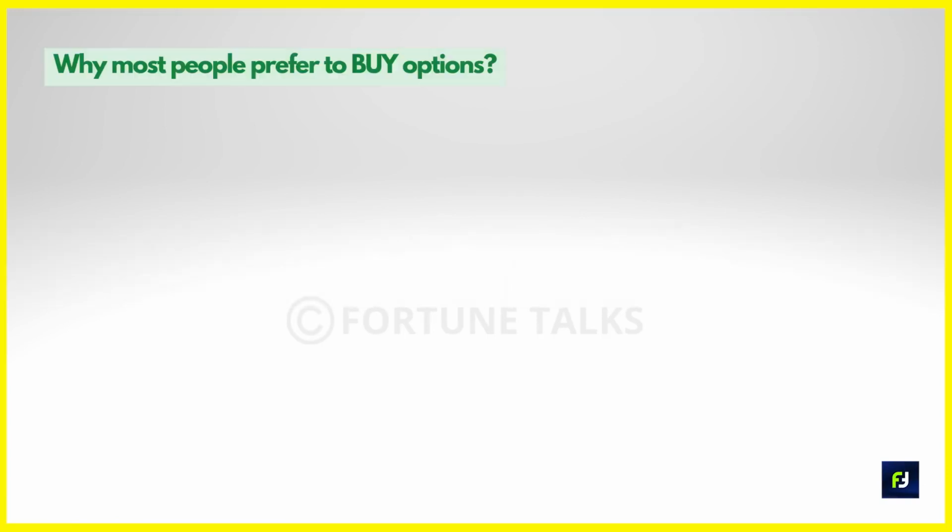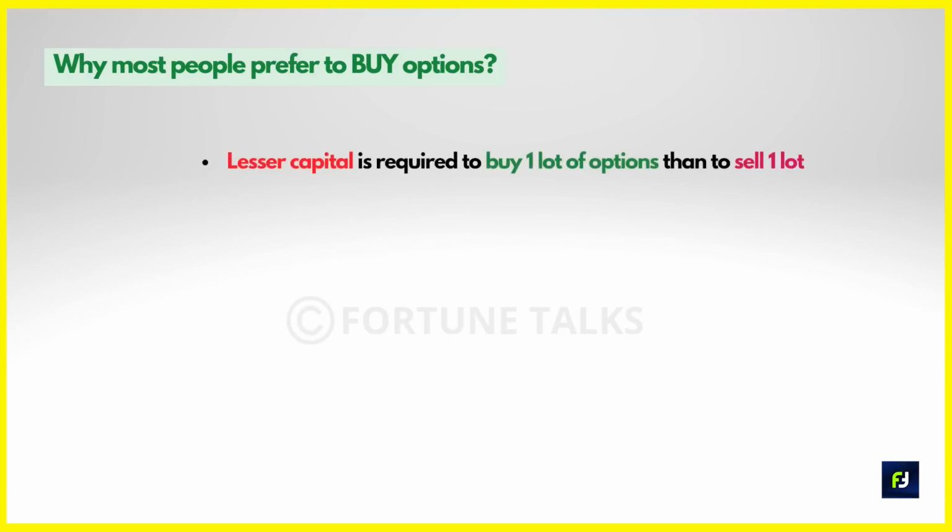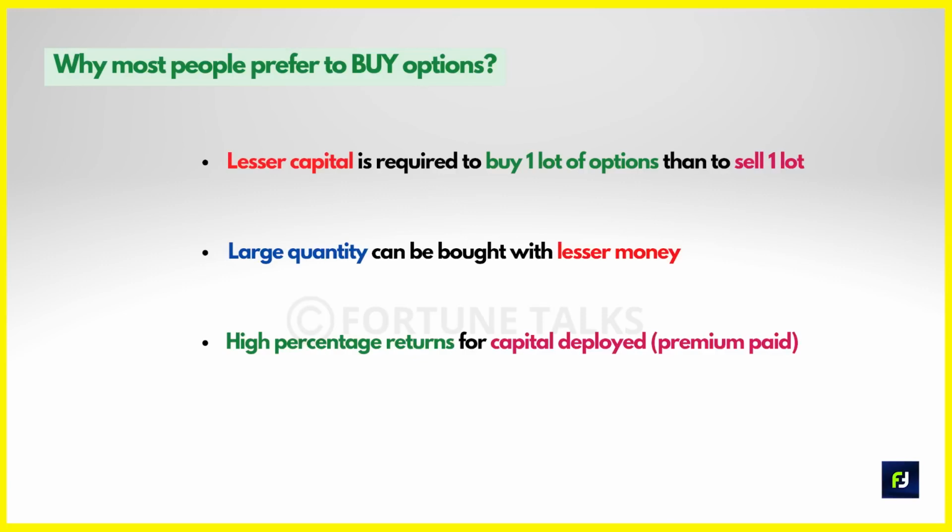So with that being said, we will start our discussion of strike price selection for option buyers. I know most of you retail traders are option buyers, and the reason for this is quite simple. First of all, it takes less capital to buy options rather than to sell them. You can buy a large number of lots for a comparatively lesser amount of money. Moreover, you get more value for your money if the trade goes in your favor. The returns that an option buyer can make are mind-blowing.